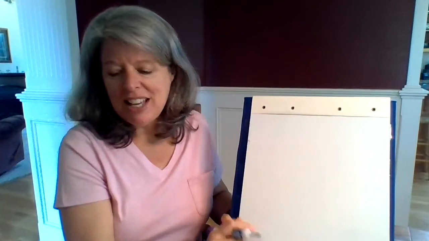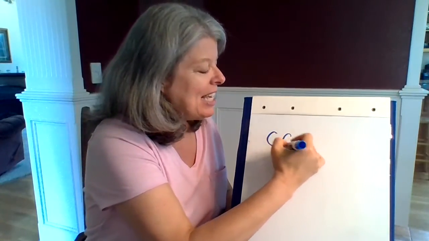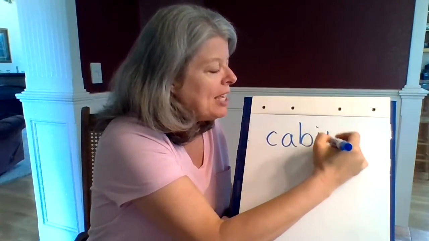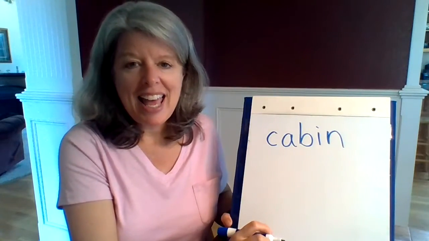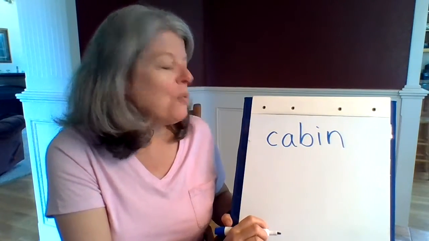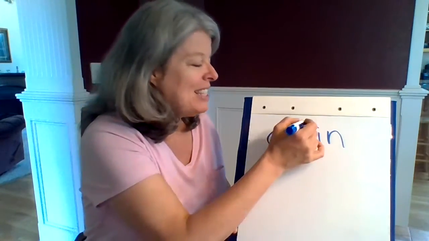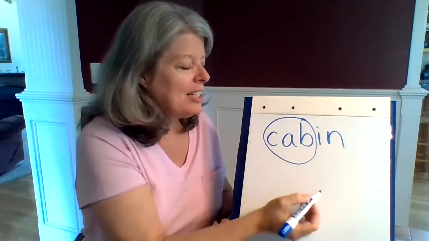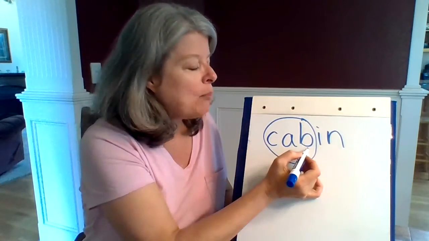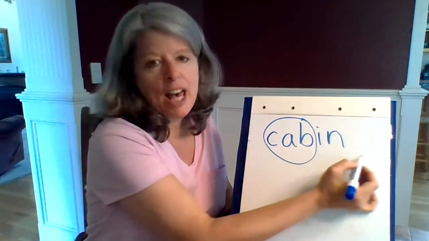All right, write down these letters: C, A, B, I, N. What letters make the consonant, vowel, consonant pattern? The C-A-B, circle it. Let's read it. Cab, in, cabin.